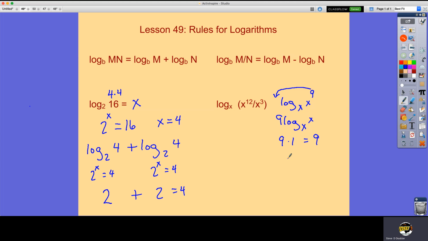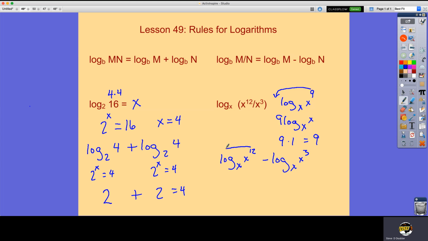Okay, that's how I would do this problem. Say you want to do the quotient rule here. We've already got our two terms here. So this would be log x of x to the 12th minus log x of x cubed. And then we just have to simplify each one of these.